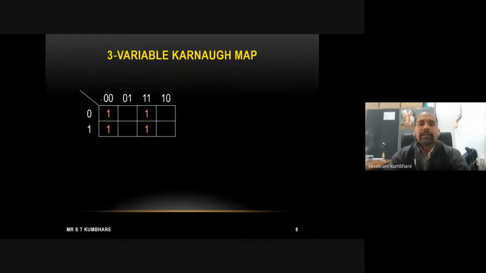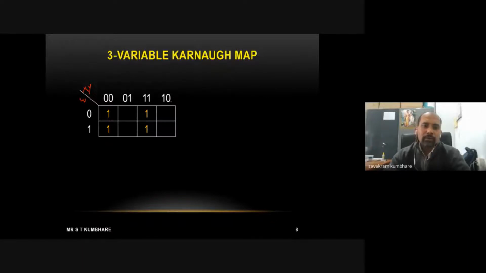Now this is a 3-variable K-map given. So this can be A, or let's say I take another name. This is W, this is X, and this is Y. Any variable name can be anything. So now in this row, W has 0, and in this row, W has value 1. Here X is 0, Y is 0; X is 0, Y is 1; X is 1, Y is 1; X is 1, Y is 0.